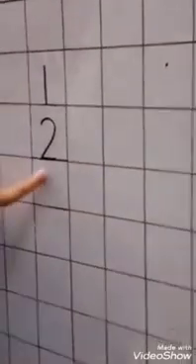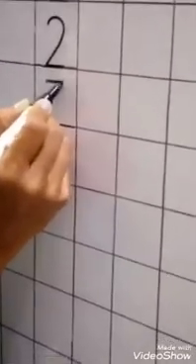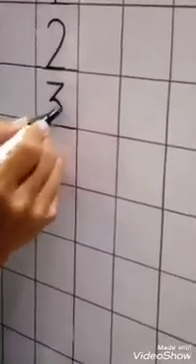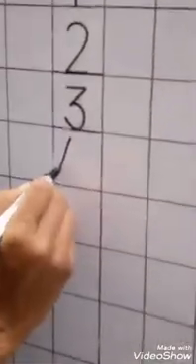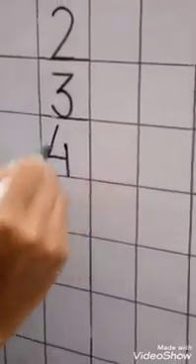This is 2. What comes after 2? 3. Make a sleeping line, slanting line and a curve. This is 3. Now we will write 4. Make a slanting line, make a sleeping line and make a small standing line like this. This is 4.